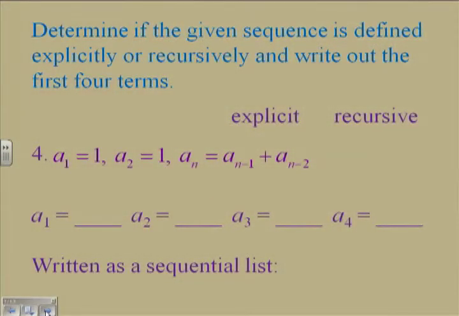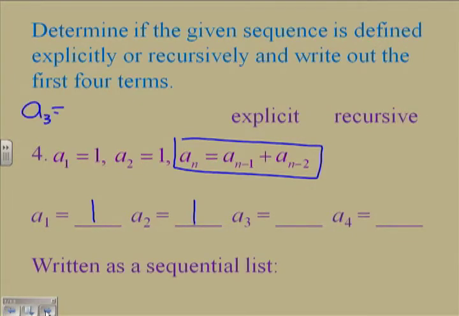Well, I think this is our last guy to play with. And look at how nice this is. I'm asking you to list 4 terms, and I give you a sub 1 is 1. I give you a sub 2 is 1. Well, we're halfway done. Now, to get a sub 3, since it's not given to you, I've got to use this rule for the function. And so that would be a sub 3. Notice I'm looking for a sub 3, so n is 3, is going to equal a sub 3 minus 1 plus a sub 3 minus 2.